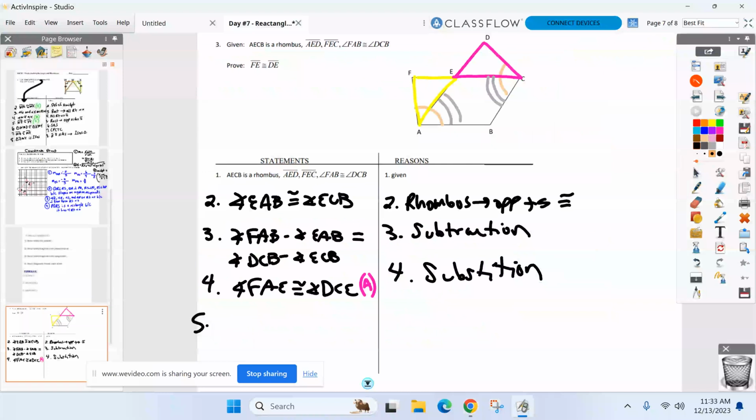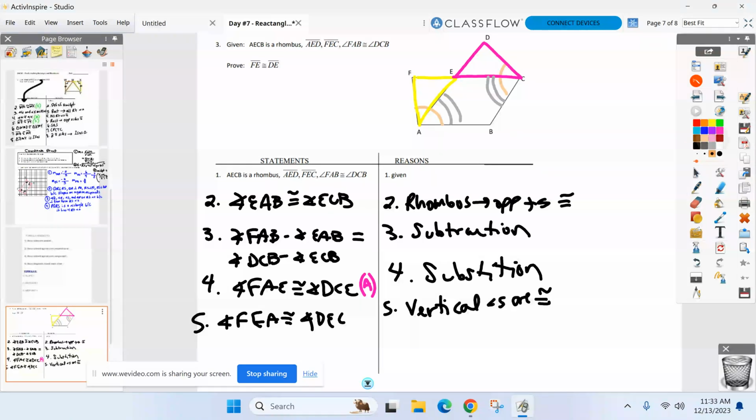Yep, using that non-rhombus property here. Angle FEA is congruent to angle DEC. Little thing we like to call vertical angles are congruent. And there's another A for me. I hate to break it to you, the third one's not going to be an A. Got to be a side somewhere.